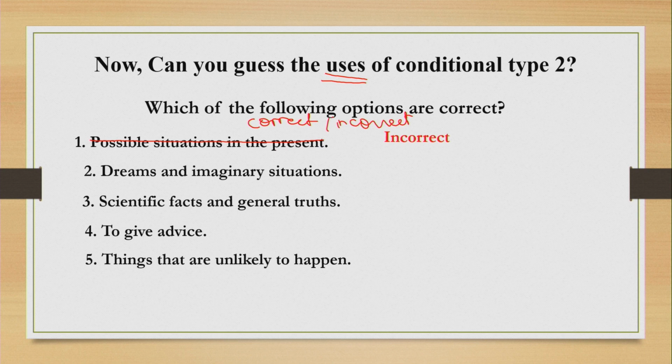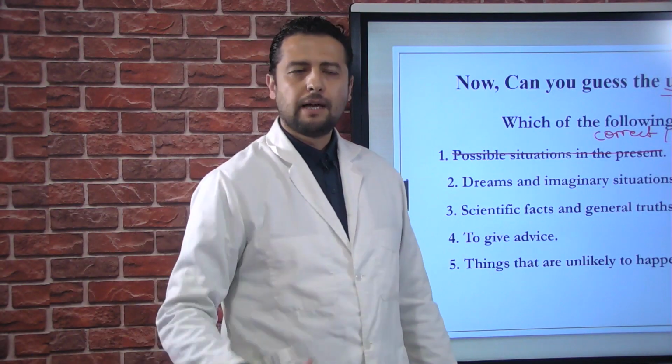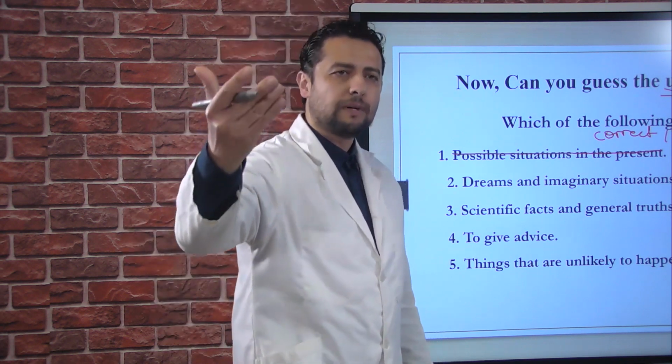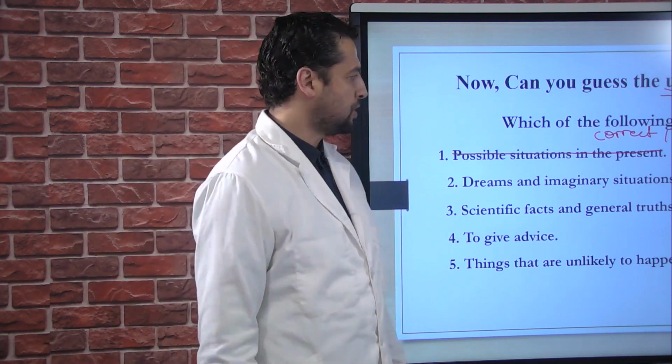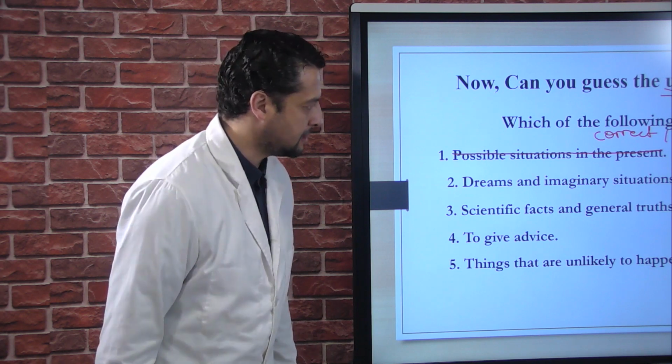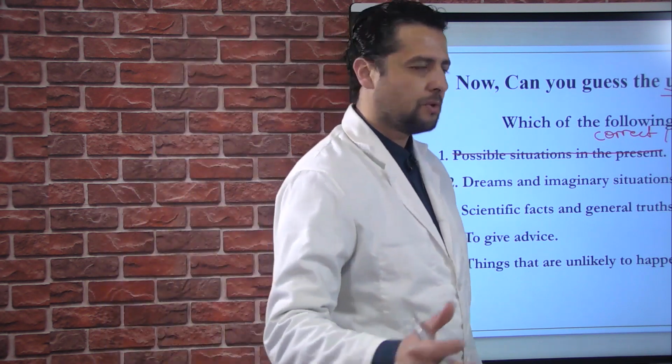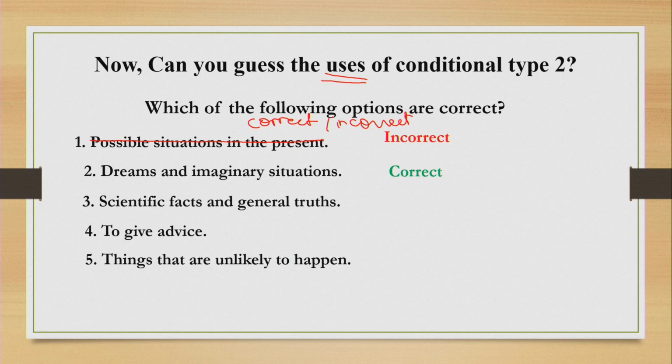All right then. So what's your answer concerning number 2, dreams and imaginary situations? Bear in mind the first example. If I had money, I would buy a new house. So what's that? It's just something like a dream. Yes, we use conditional type 2 when we talk about dreams, imaginary situations, and of course something that we would like to achieve, it was our dream and we dream about it. It's an imaginary situation.